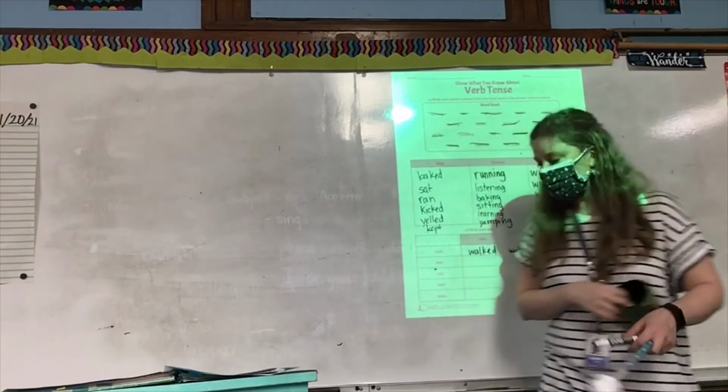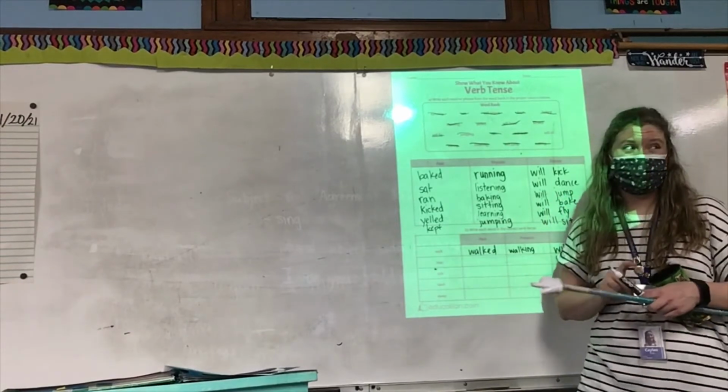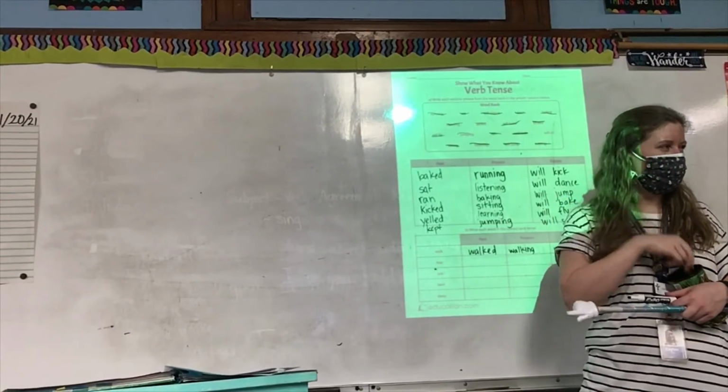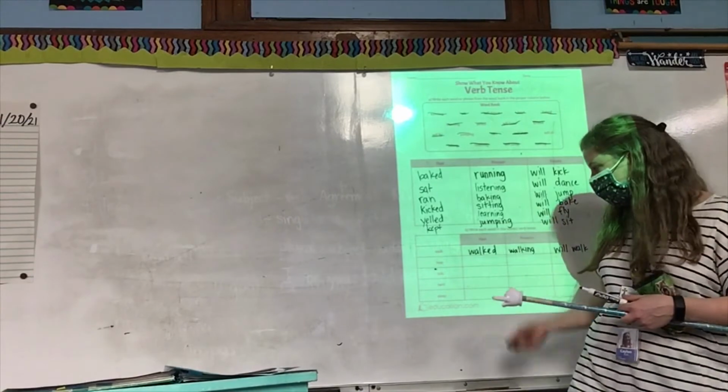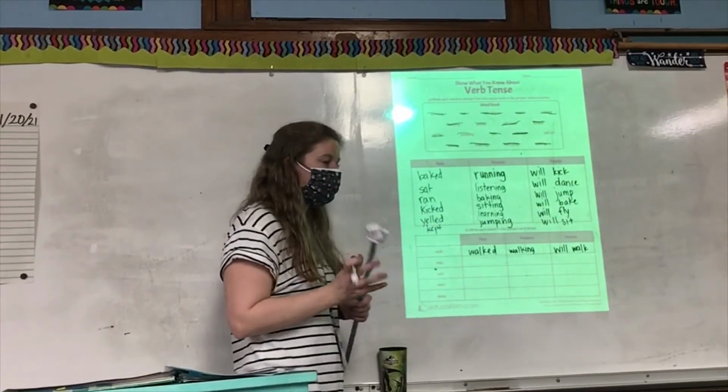Ooh. We're going to skip hop. I'll do that later because that is slightly irregular. It's not quite irregular, but it's something we'll talk about. Zadie, talk. How do we write that in past tense?